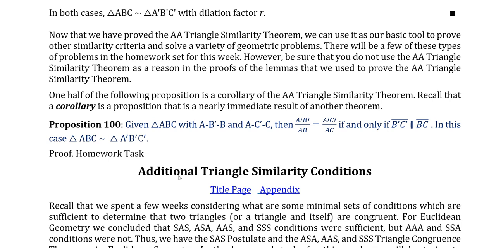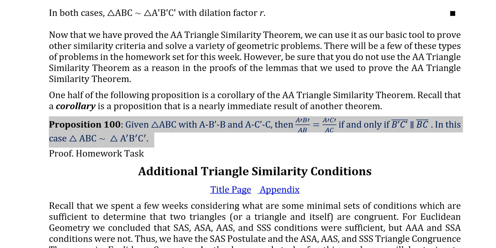One of the things that we can prove is this proposition right here. Given a triangle ABC with B prime between A and B and C prime between A and C, then the corresponding lengths are proportional here: A prime B prime over AB equals A prime C prime over AC, if and only if line segment B prime C prime is parallel to line segment BC. And in this case, triangle ABC is similar to triangle A prime B prime C prime.